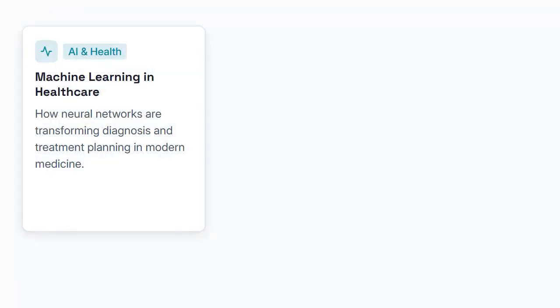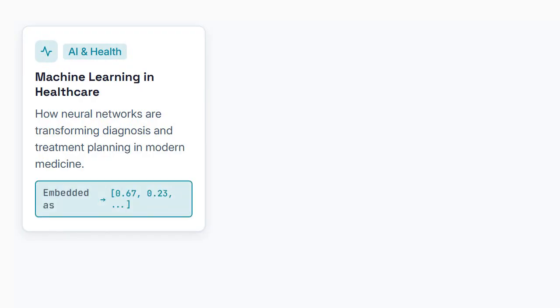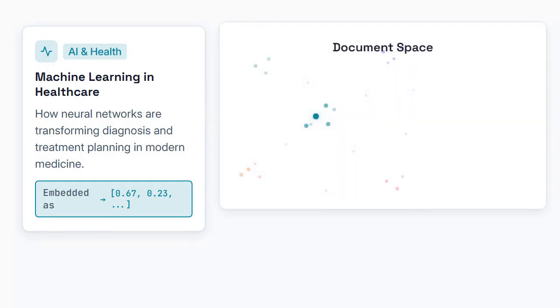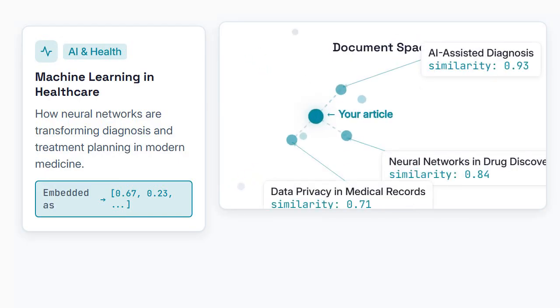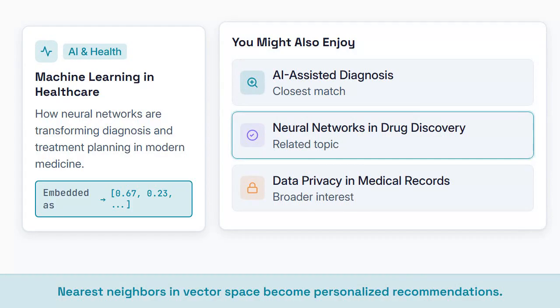Second application, recommendations. Say you just read an article about machine learning in healthcare. The system has already embedded it as a vector. Now it searches the entire vector space for the nearest neighbors. Every dot here is a different document. And zooming into our article's neighborhood, an article about AI-assisted diagnosis, close in meaning, a piece on neural networks and drug discovery, also nearby, and one about data privacy and medical records, related domain, slightly different angle. This is the you might also enjoy sidebar. No manual tagging, no category labels, just vectors, distances, and meaning.